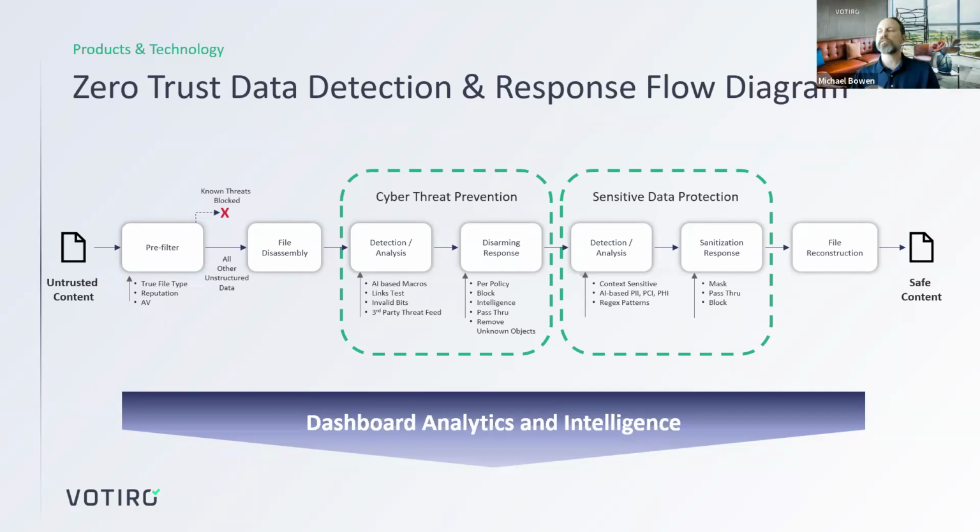Once we've gone through all of this process, we then reassemble the file without the content that should not be there, the unknown malware, the unknown objects, the data that you don't want to be shared. We reconstruct it, and then we deliver it on to the location where it was going. We do all of this automatically through policies. There's no user interaction necessary. It happens typically in around a second or two, depending on the file type and the size. So it's very quick and it's automated, and there's no need for anybody to be involved in this process.